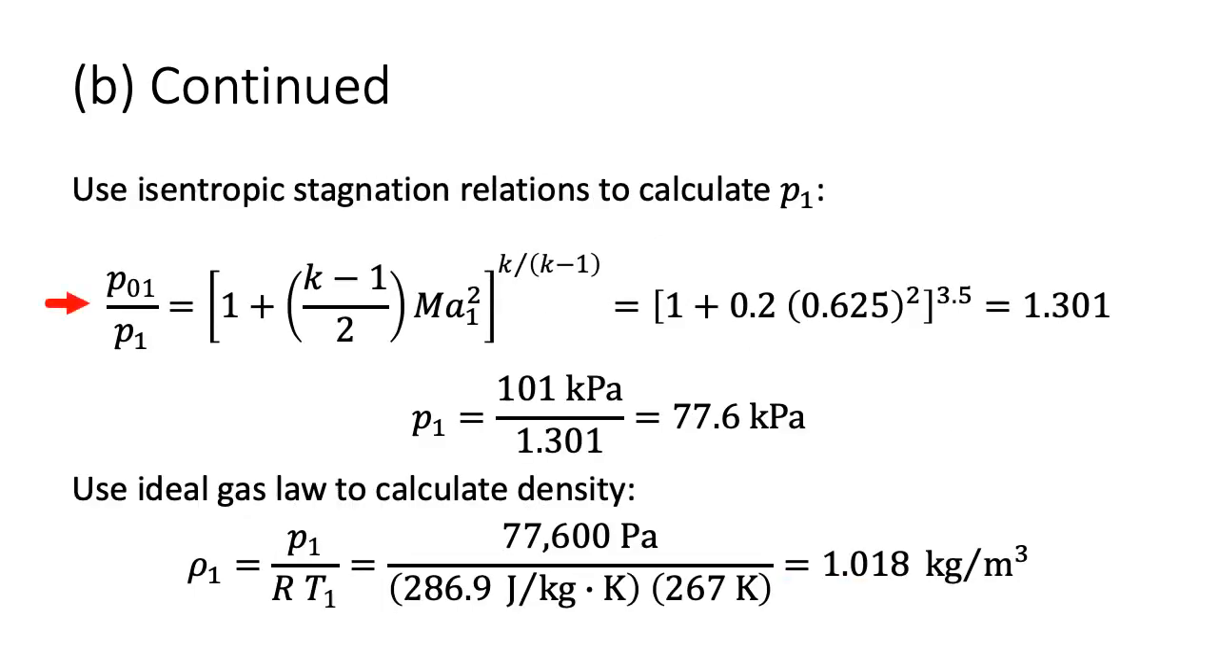Similarly, we calculate the stagnation to static pressure ratio from the Mach number at section 1 to be 1.301. From this ratio and the stagnation pressure, the static pressure has dropped to 77.6 kilopascals. Finally, using the ideal gas law, we can calculate the density of the air to be 1.018 kilograms per meter cubed. For this calculation, remember to use absolute units for temperature and pressure. Also, use the meter kilogram seconds for your base units to ensure that everything cancels.